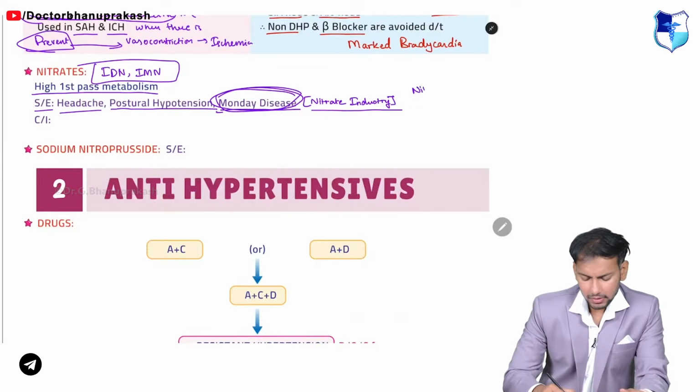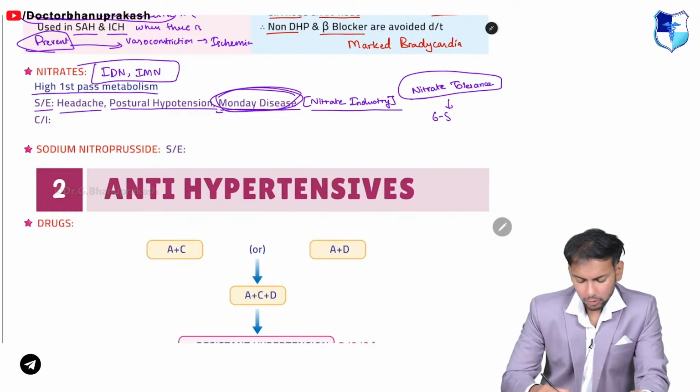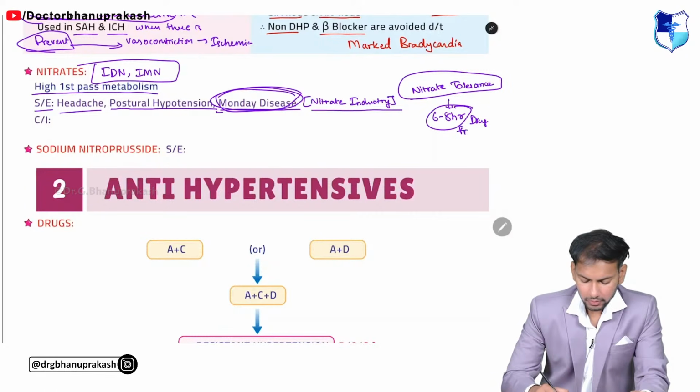So I am saying that there is nitrate tolerance as well. If you are giving tablets to a person daily, it will cause nitrate tolerance. So how can you prevent this? You at least have to keep an 8 to 6 hour drug free period to prevent this. This is what you can see.